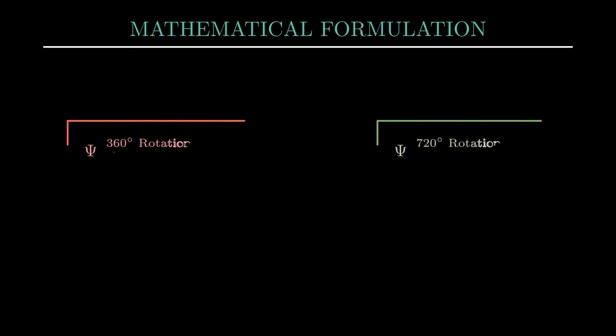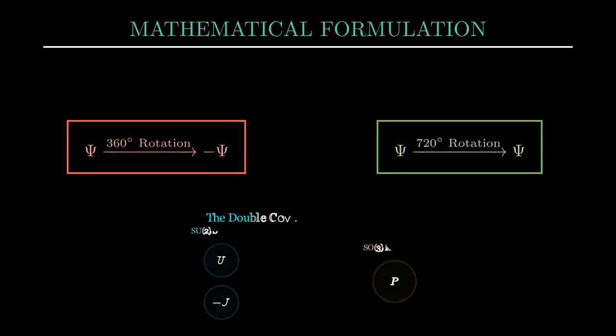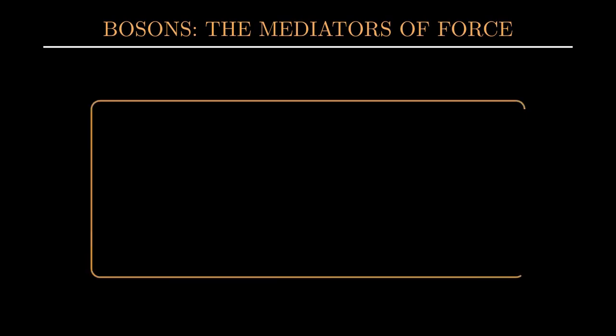Mathematically, this translates to the wave function psi of a spin 1/2 particle transforming as psi to negative psi upon a 360-degree rotation. This unusual property, known as a double cover, means that these particles effectively live in a more complex geometric space than our familiar 3 dimensions. This mathematical nuance is critical for describing their fundamental nature.